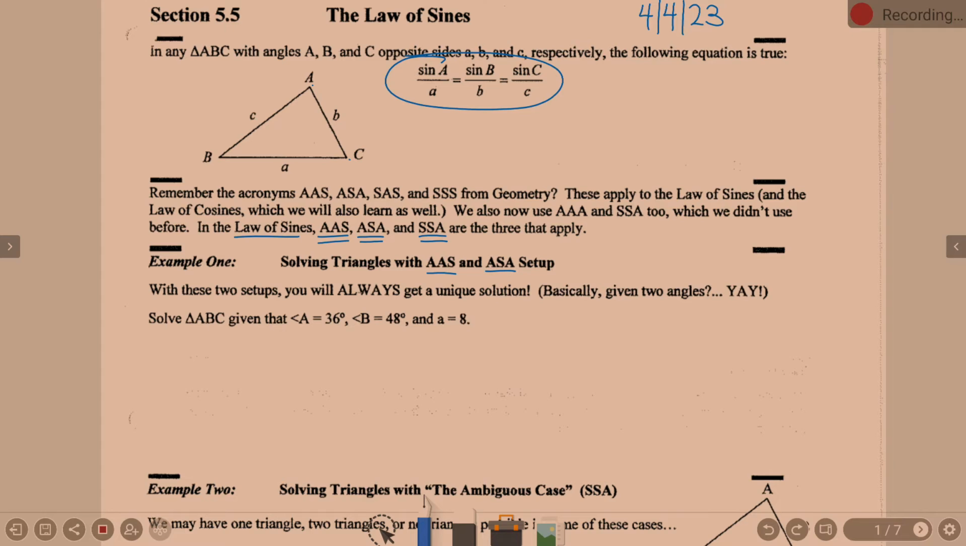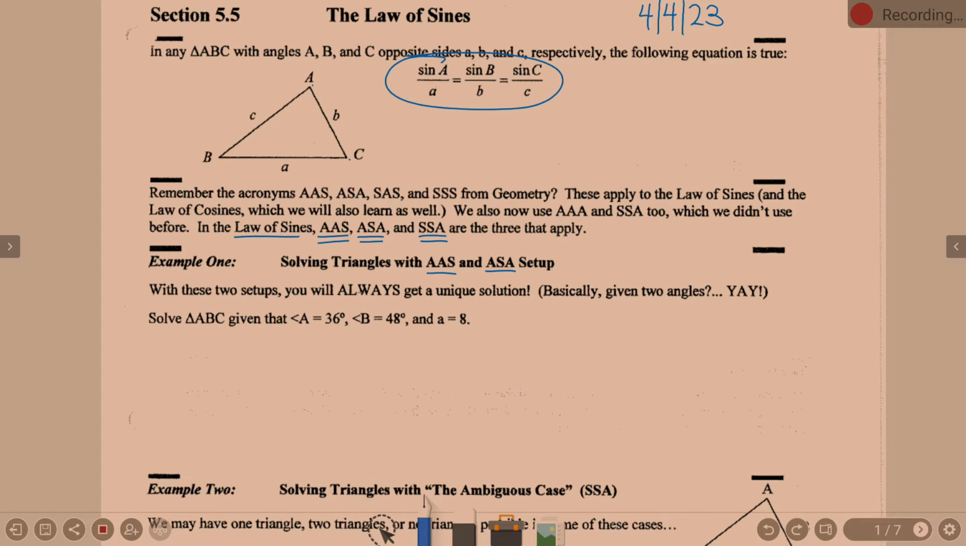So our problem here: solve triangle ABC, given that angle A is 36 degrees, angle B is 48 degrees, and side a is 8. Now, what does solve the triangle mean? Basically, find out the sides and angles. Find everything that's missing, all missing sides and angles. In this case, we're provided 2 angles, so there's one missing angle. We're provided one side, so there are two missing sides.